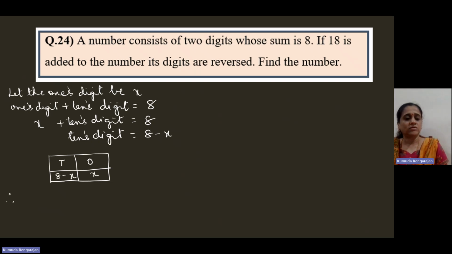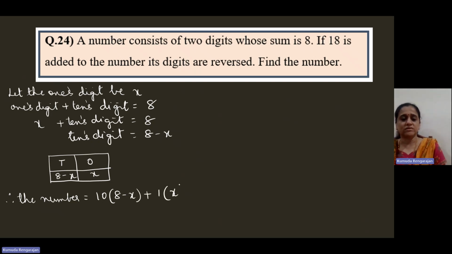So therefore, the original number is equal to 10 into 8 minus x plus 1 into x. Now multiply 10 into 8, 80. 10 into minus x, minus 10x, plus x. 1 into anything is the same thing. Now minus 10x plus x. You're going to write x, children. What are the numbers? Minus 10 plus 1. x means plus 1x. Minus 10 plus 1 is minus 9. So minus 9x. So 80 minus 9x.